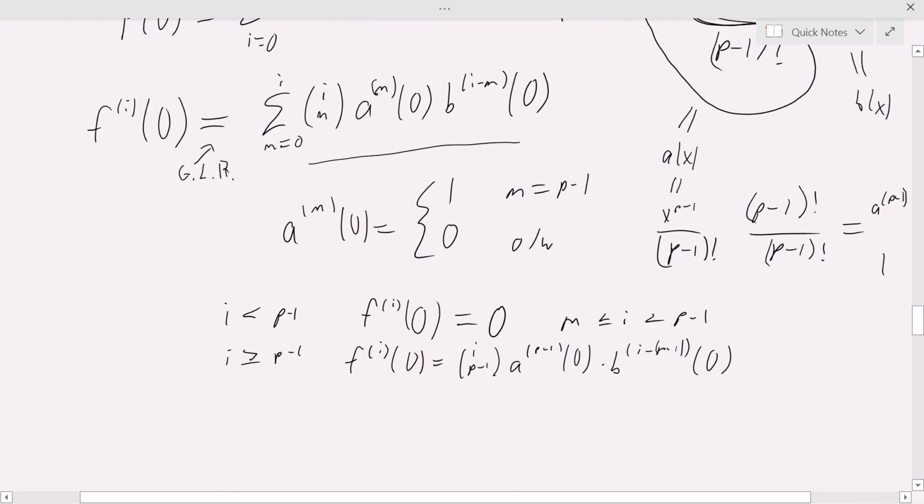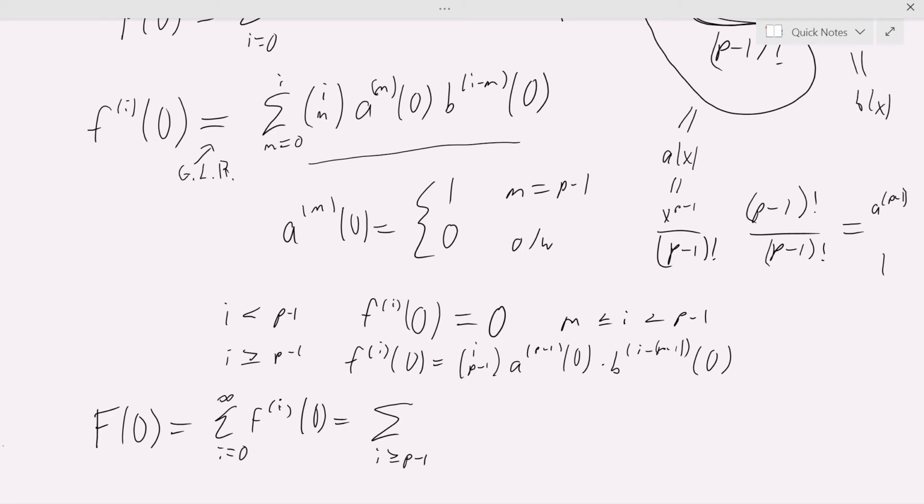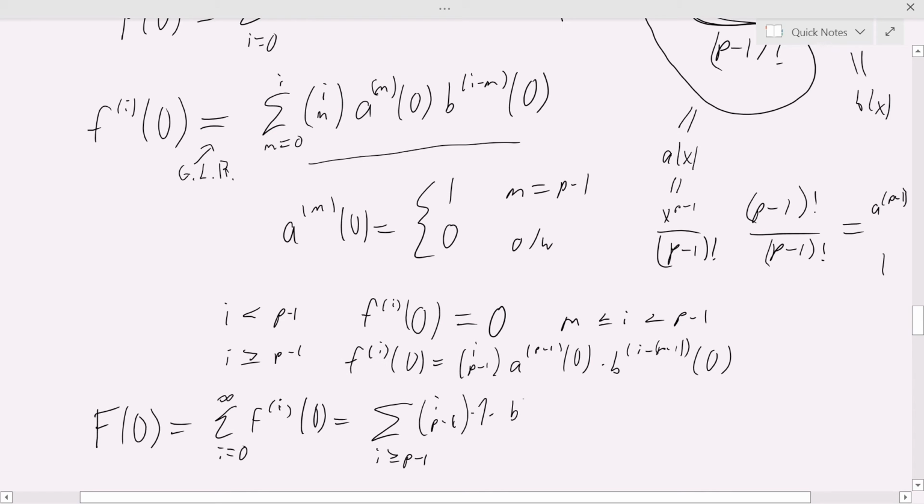All right, so then overall, we have that capital F of 0, which is the infinite sum of all the derivatives evaluated at 0. So what this turns out to be then is it's just the sum starting from the index i equals p minus 1 and going up from there, because the first p minus 1 derivatives don't count. Basically, they're all zeros. And so we have this quantity i choose p minus 1, derivative of the a function evaluated at 0. That's just 1, as we said. And then we'll have, again, the i minus (p minus 1) derivative of the b function evaluated at 0.